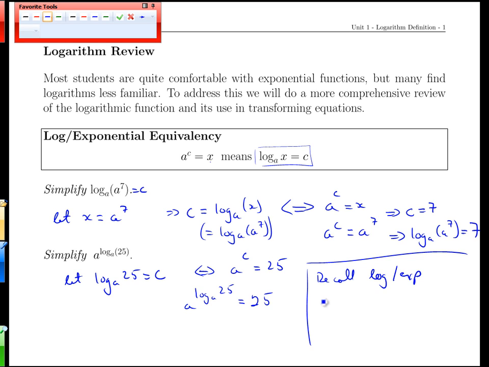So recall that log and exponentials are inverse functions. Now it's pretty rare, quite frankly, to see simple expressions like this where we have the same base and some power and they just end up canceling out. Let's take a look a bit further.